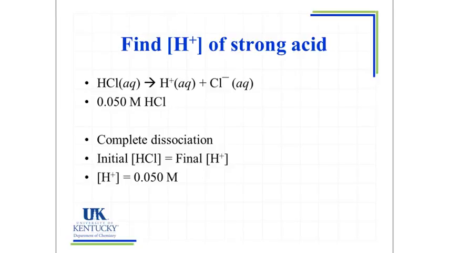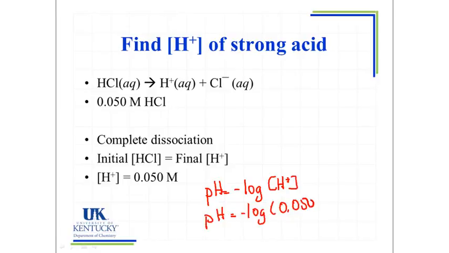Once we know the H+ concentration, finding the pH is easy. pH equals negative log of the H+ concentration. So in this case, pH is equal to negative log of 0.050 molar, and our pH will be equal to 1.30. Note that I have 2 sig figs in my original concentration, so I have 2 decimal places in my answer.